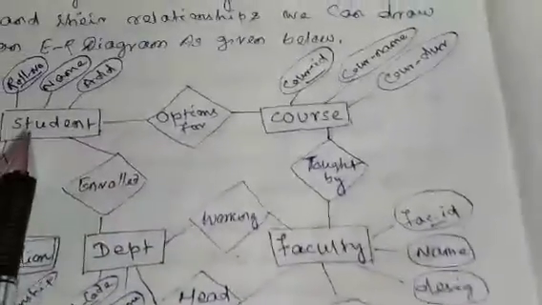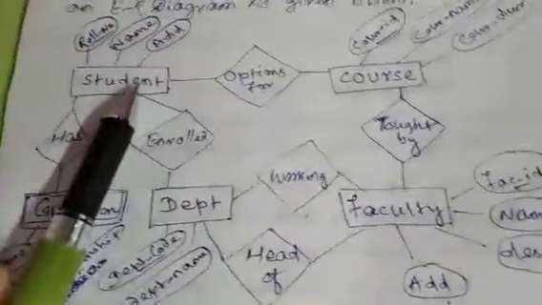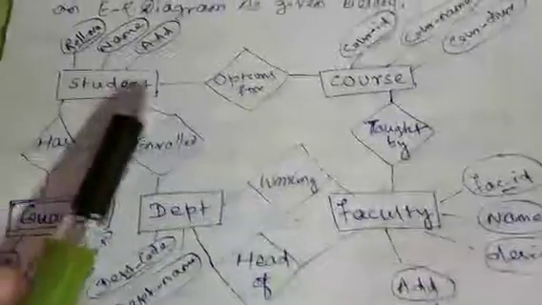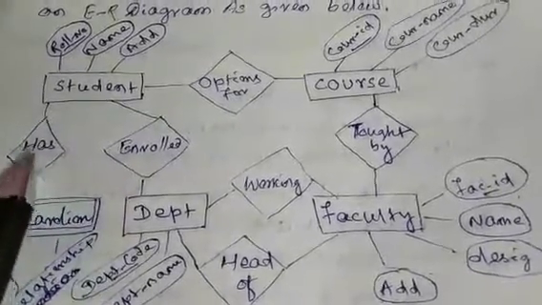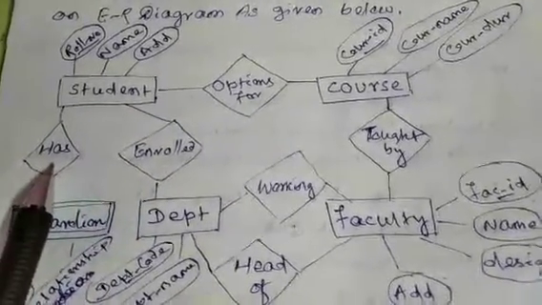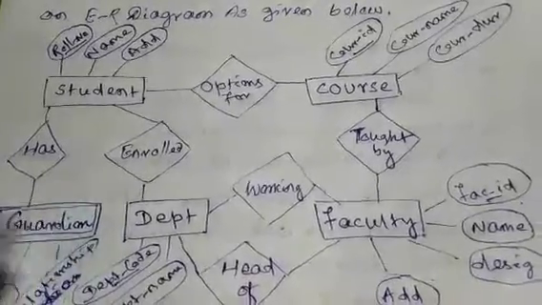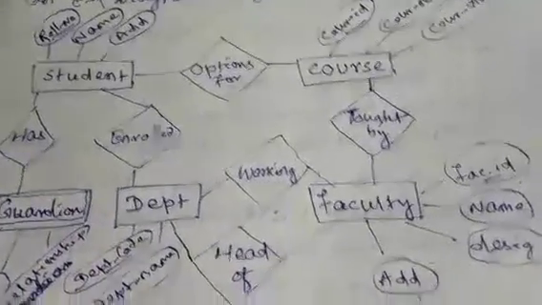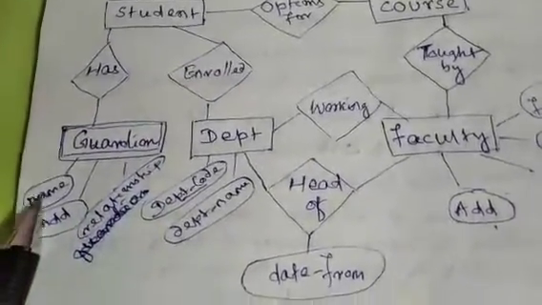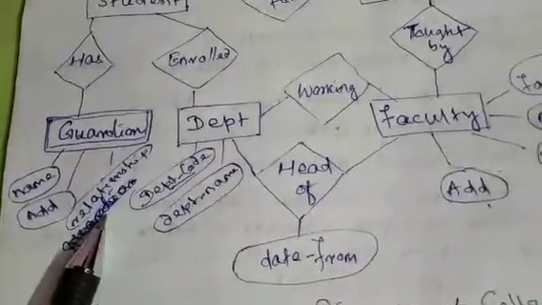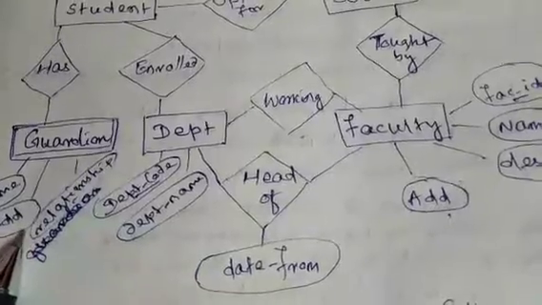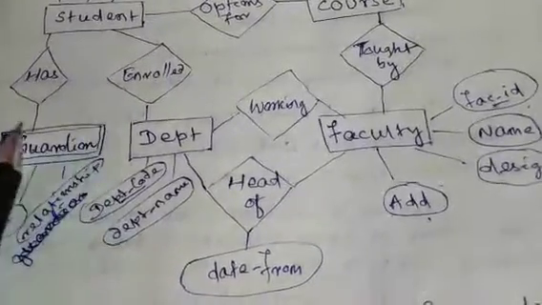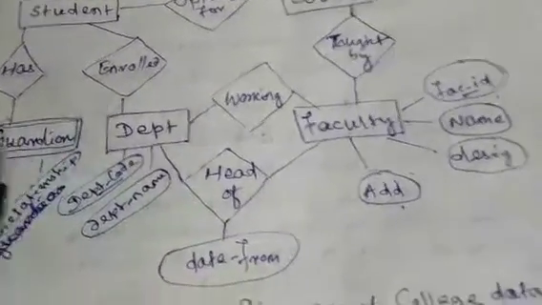Again, come to the student. A student must have a guardian. Between the guardian and the student there is a relation, which is given in the rectangle symbol. Again, this guardian has name, address, and relationship. Here none of these attributes is considered a primary key, so this is a weak entity. It can be represented like this.